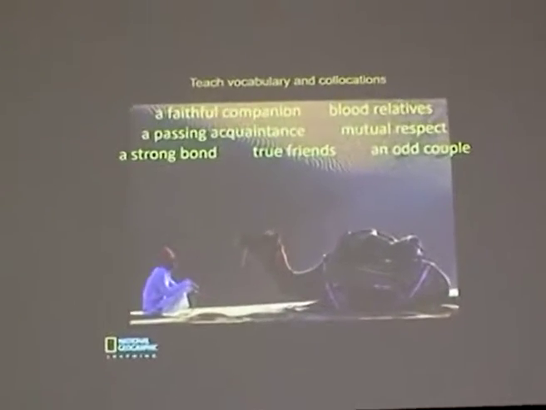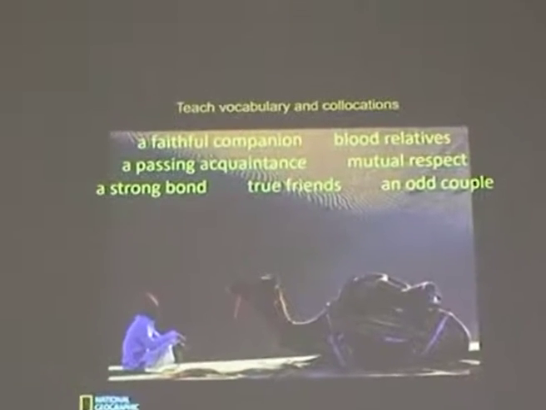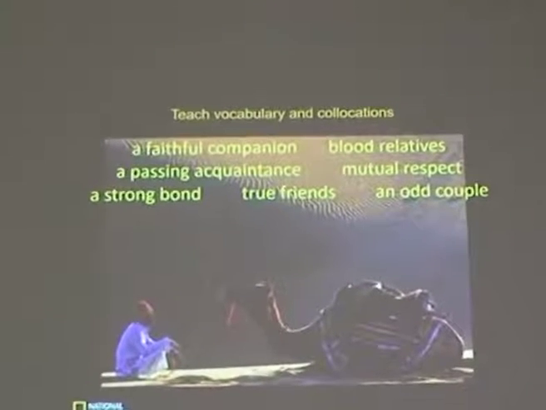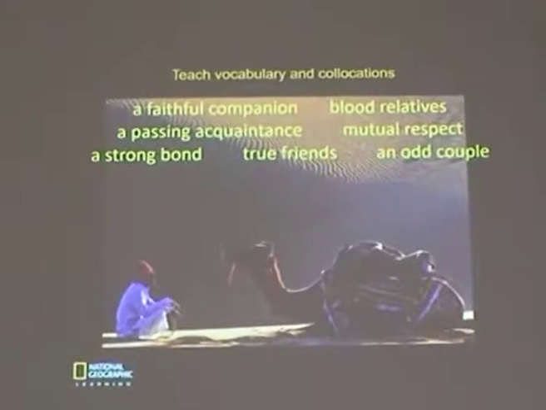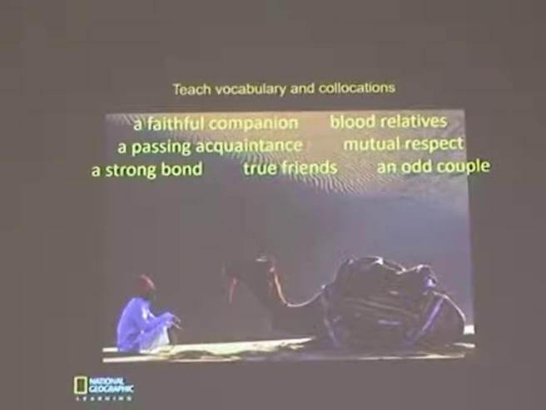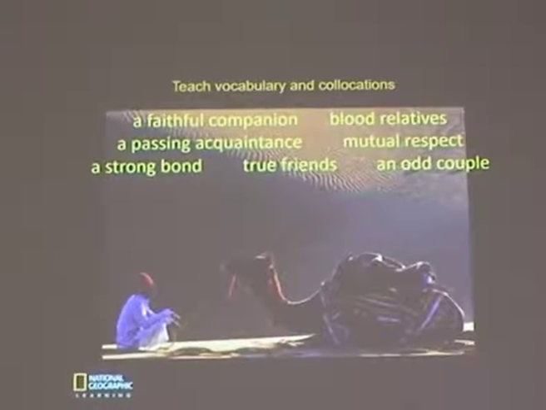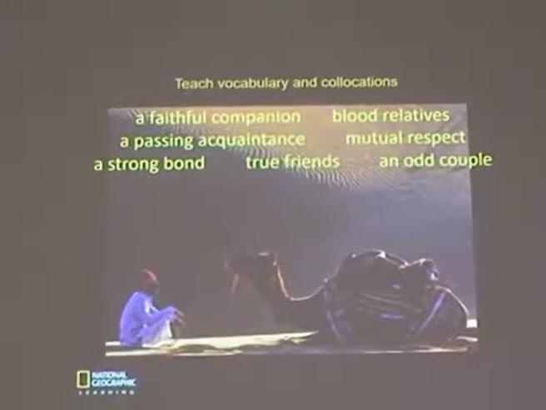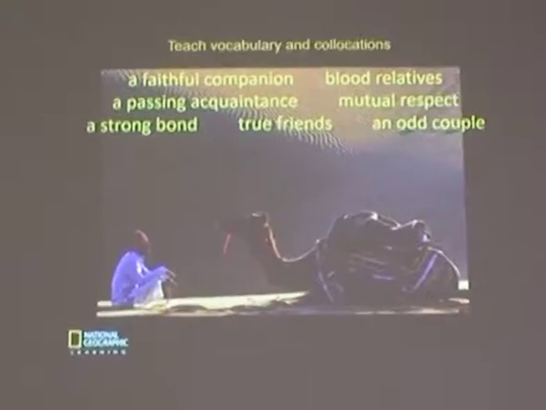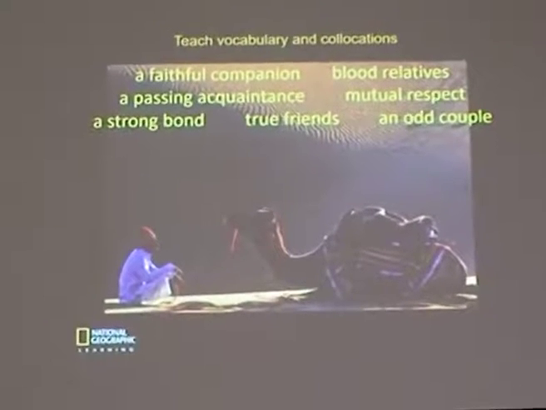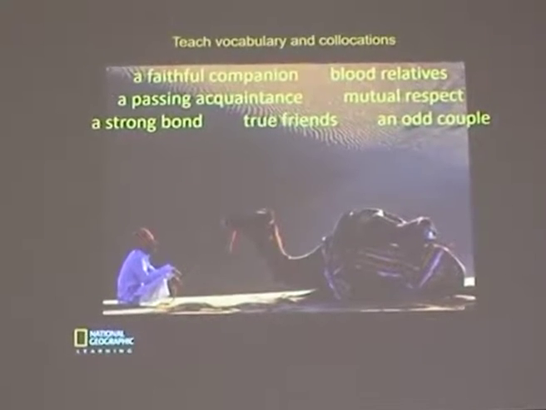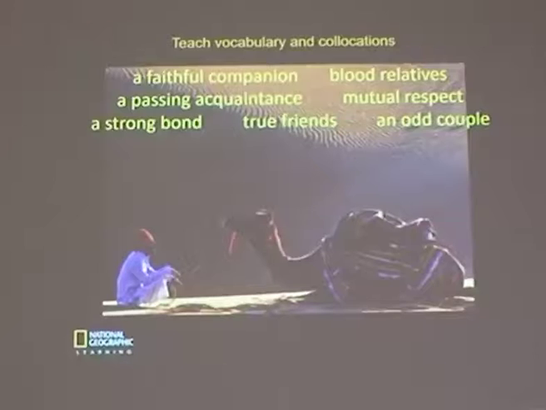Are you agreeing on it? It's difficult to agree on it, but isn't that a great parent activity? We don't want them to agree, we want them to disagree, and we want them to talk about it in English. I think they have a strong bond. Well, I disagree. I think they're not blood relatives, that's for sure, but the odd couple maybe.